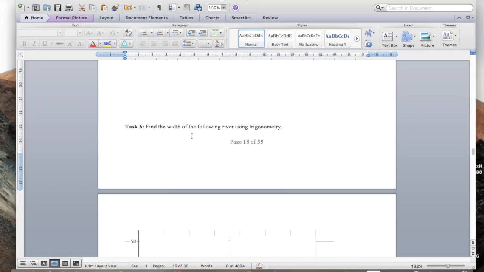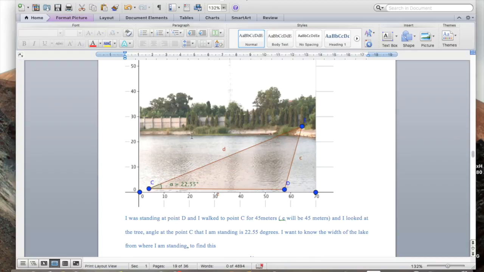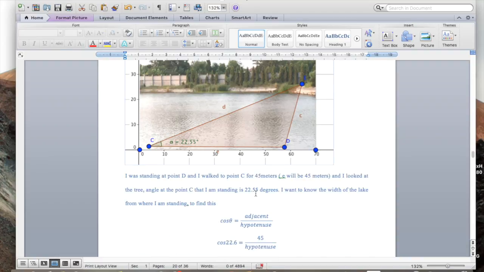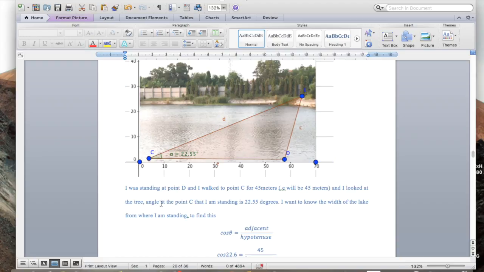And for task 6, we need to find the width of the river that I took a picture of. I was standing at point D, which is here, and I walked to point C for 45 meters, and it will be 45 meters like here because I walked here for 45 meters. And I look at the angle at point C.